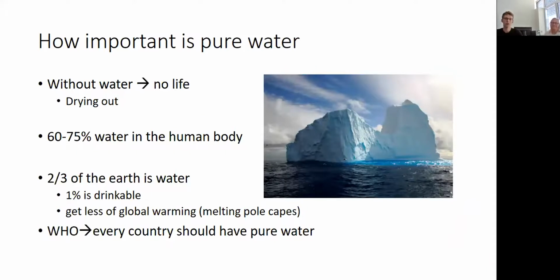So how important is pure water? Without water, there is no life, and the whole world is drying out. About 60 to 75% of the human body is water. Two thirds of the earth is water, and just 1% of it is drinkable. And it gets less every year because of global warming, because the poles are melting. And the WHO said that every country should have pure water, but that's not possible in every country.